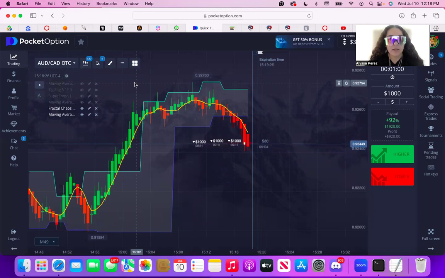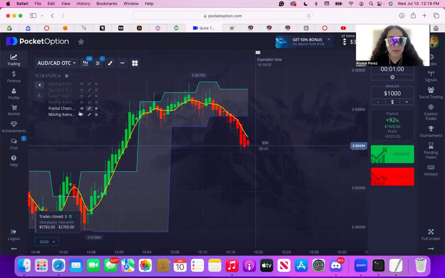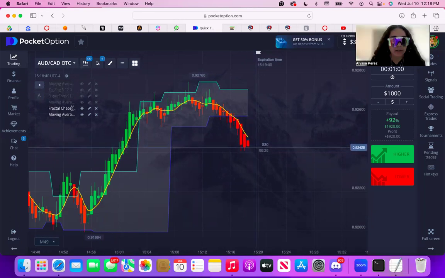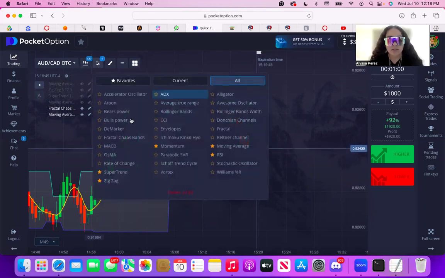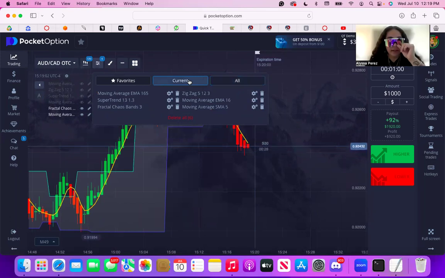My screen might look a little bit different than what I used to have on here with all the other indicators and all that stuff. But here we are only using the fractal. Sorry, let me go on here with the indicators. So you have all your indicators here, and the only ones we're using for this specific strategy are the fractal chaos bands and, of course, the moving average. Currently I just have the fractal chaos and moving average showing.